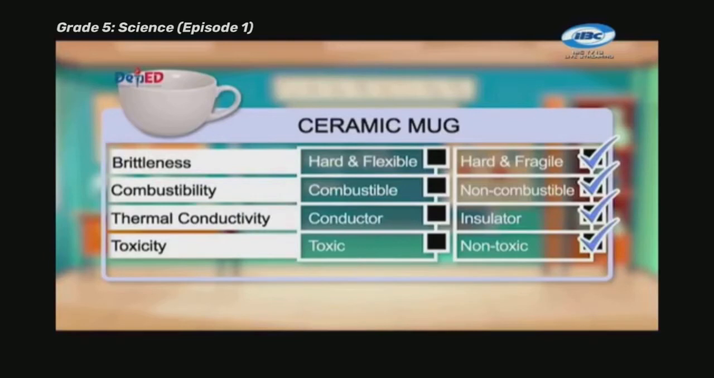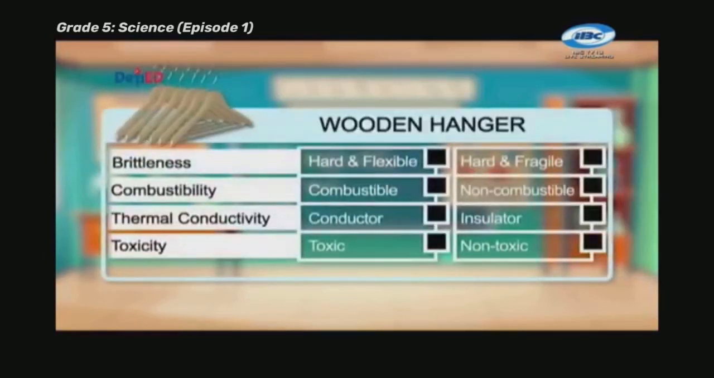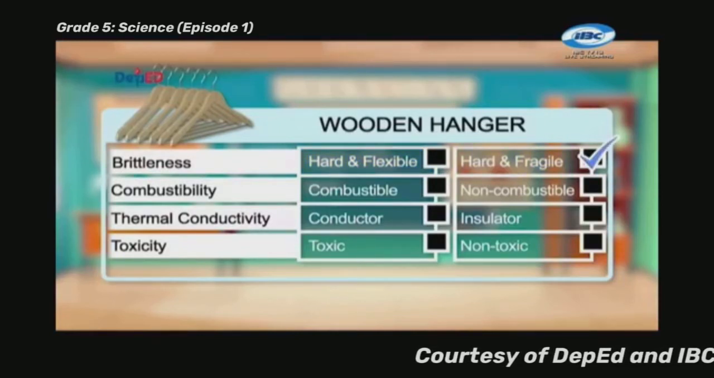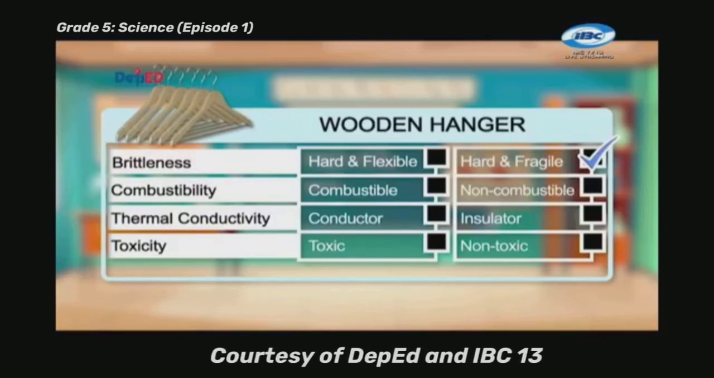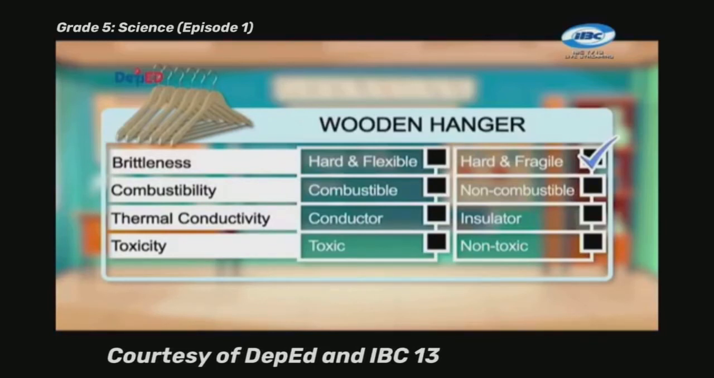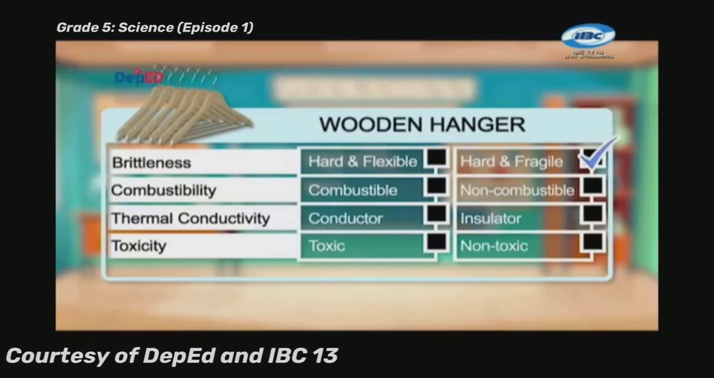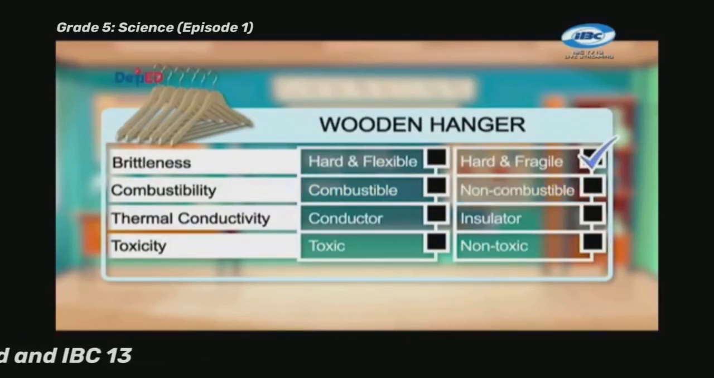Let's move on to object number 2, a wooden hanger. A wooden hanger is made of wood. Is it hard and fragile or hard and flexible? It is hard and fragile. A wooden hanger is breakable. In terms of combustibility, do you think it will burn or not? Remember, it's wood. Of course it will burn, therefore it's combustible.